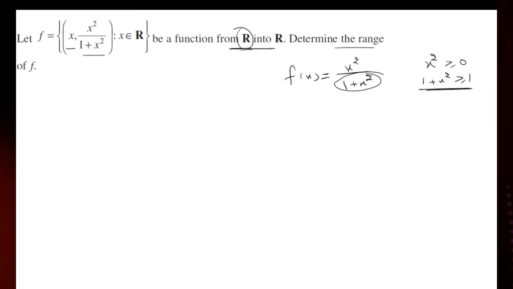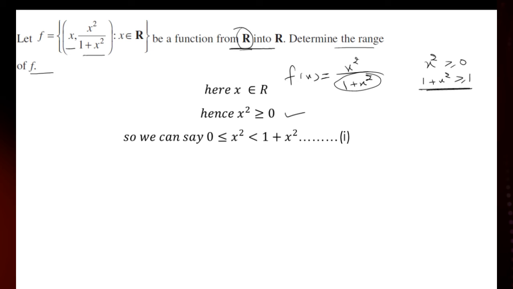We have to find the range of the function. So here x belongs to real numbers, so x square will be greater than or equal to 0. If x is a real number, then its square will be either 0 or greater than 0. Now I can say that x square is always less than 1 plus x square, since 1 extra is there: a positive number plus 1. So we can say that x square is greater than or equal to 0 but less than 1 plus x square. So let's divide by 1 plus x square.